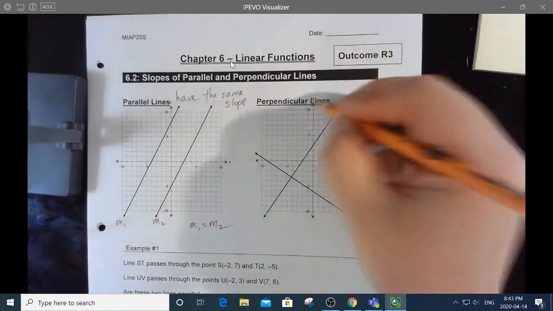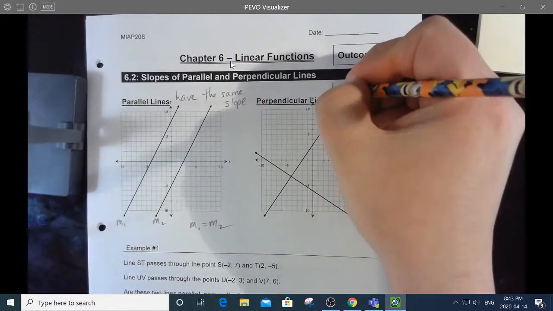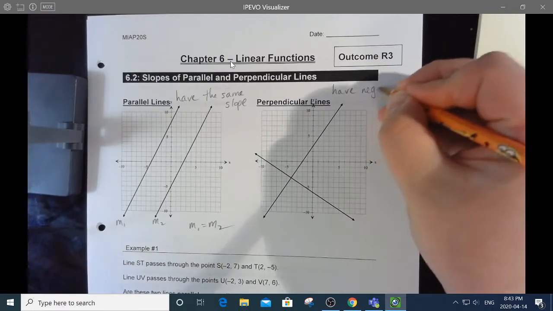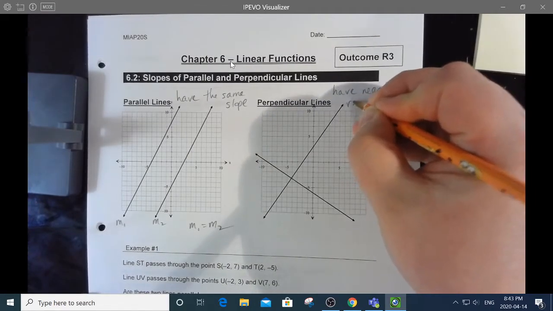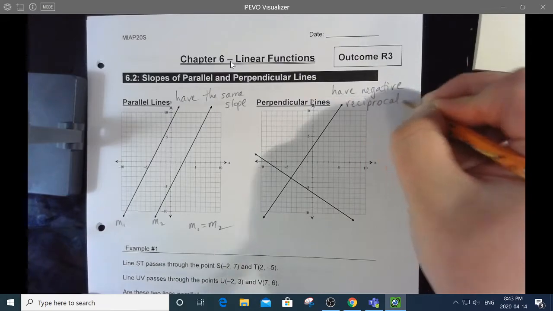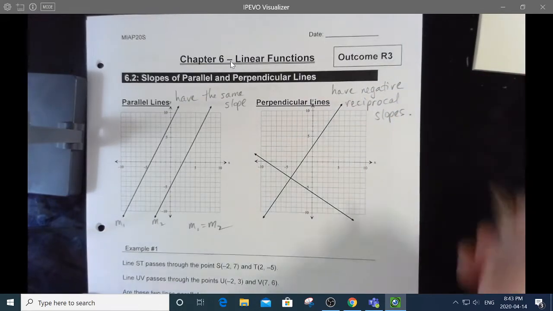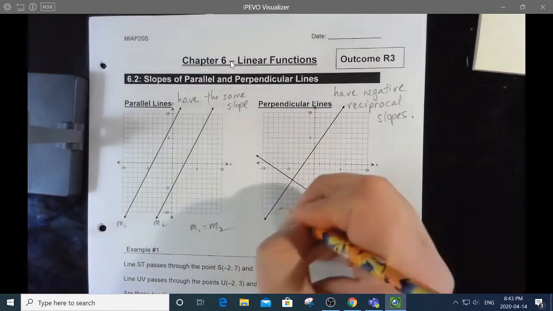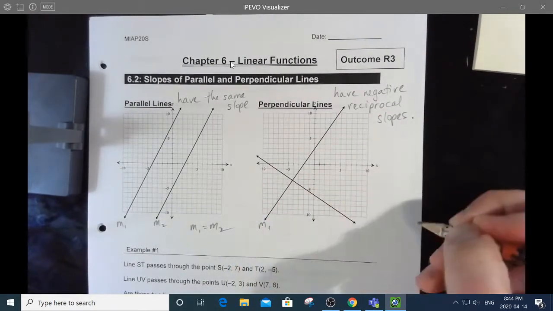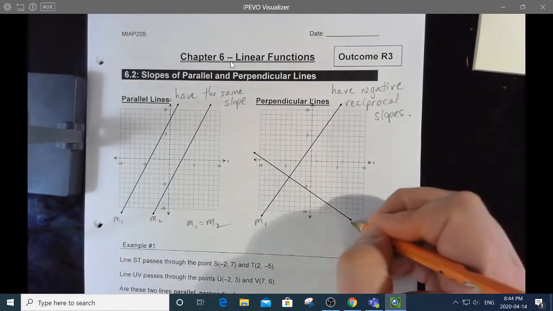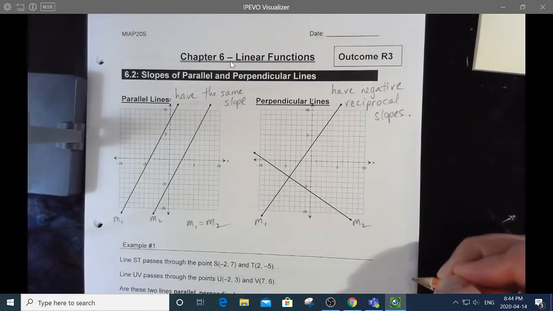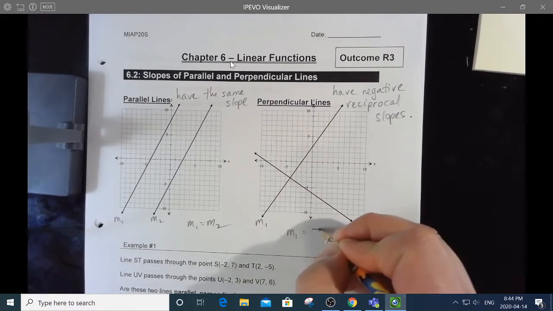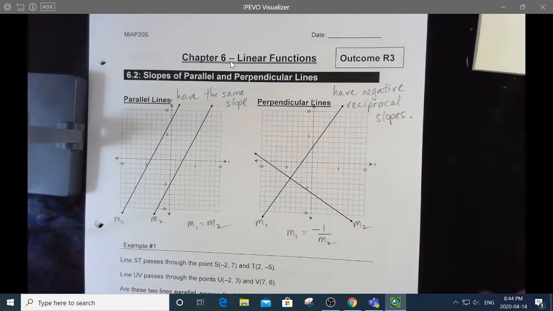Perpendicular lines have, and this is where we get fancy, negative reciprocal slopes. What the heck does that mean? Well, if I have a slope for this one, M1 is the number for the slope, and this line has a slope, and I'll call it slope 2, then the slope of line 1 is equal to the negative reciprocal of the slope of line 2.